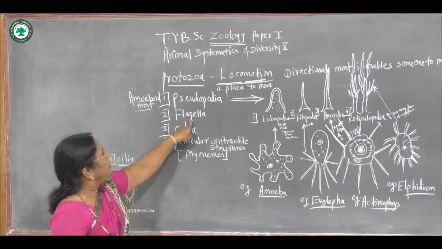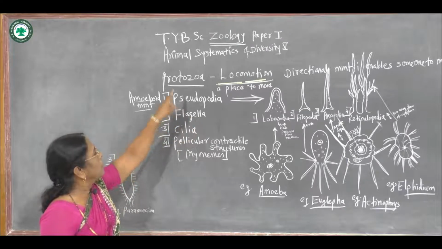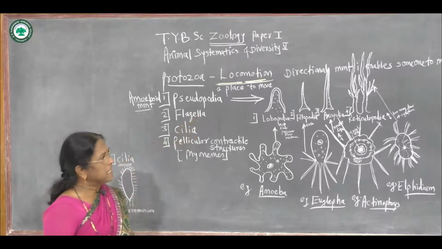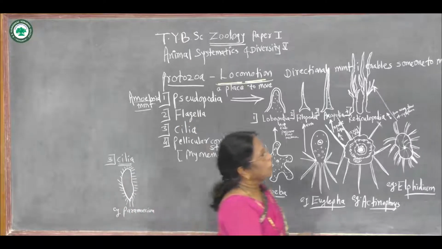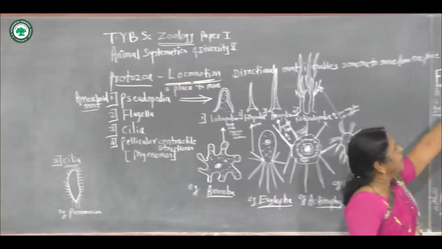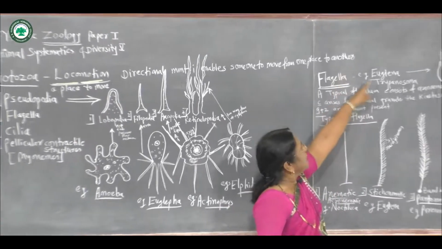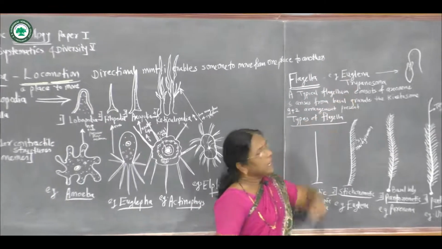Then the second type of locomotor organelles found in protozoa is called flagella. Flagella are elongated. One or two flagella may be found in some animals. Examples of flagellates are Euglena and Trypanosoma.